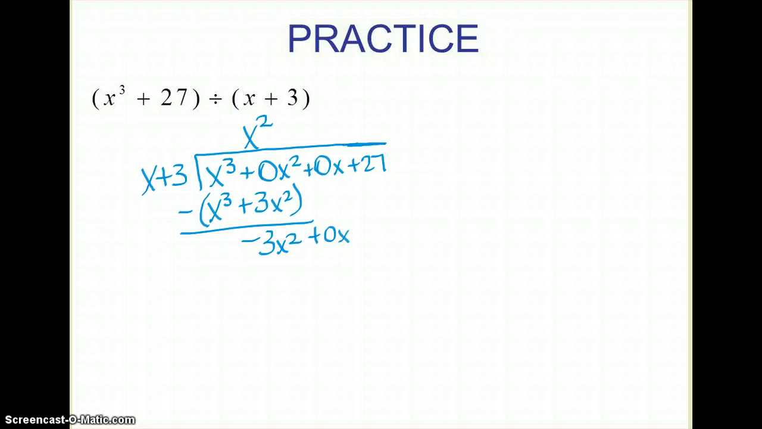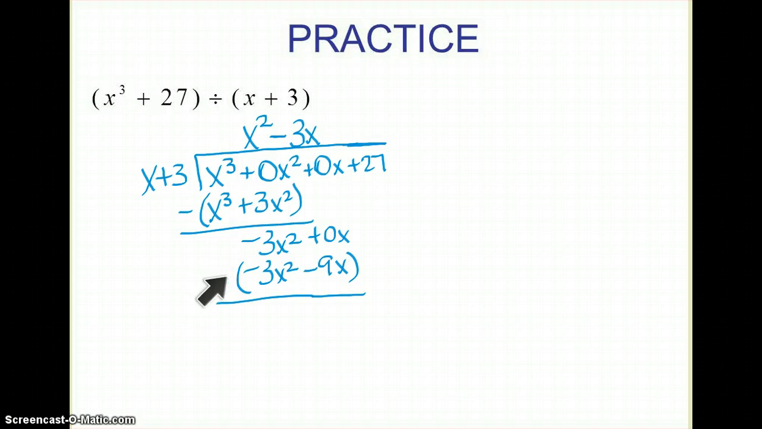And then again, we're trying to make x into a negative 3x squared. So that's going to take a negative 3x to make that happen. So negative 3x times x gives me a negative 3x squared. And negative 3x times 3 gives me a negative 9x. So I subtract, and I get negative 3x squared minus negative 3x squared, which is 0. 0x minus negative 9x is actually going to be a plus 9x. Okay, bring down my 27.